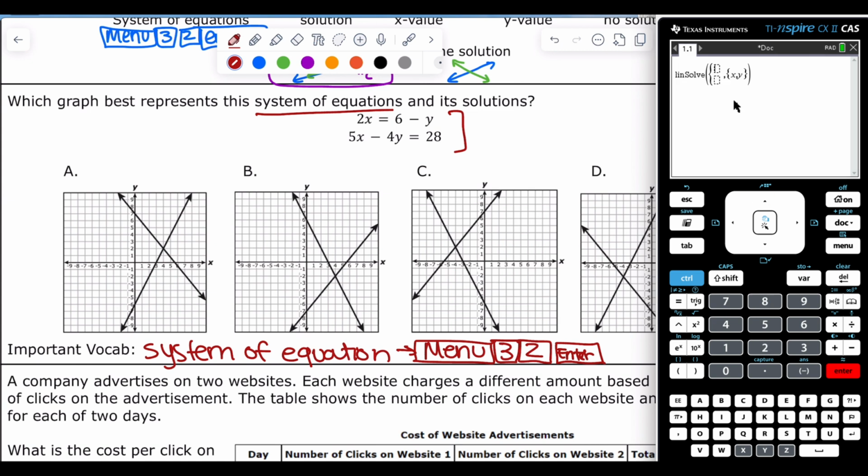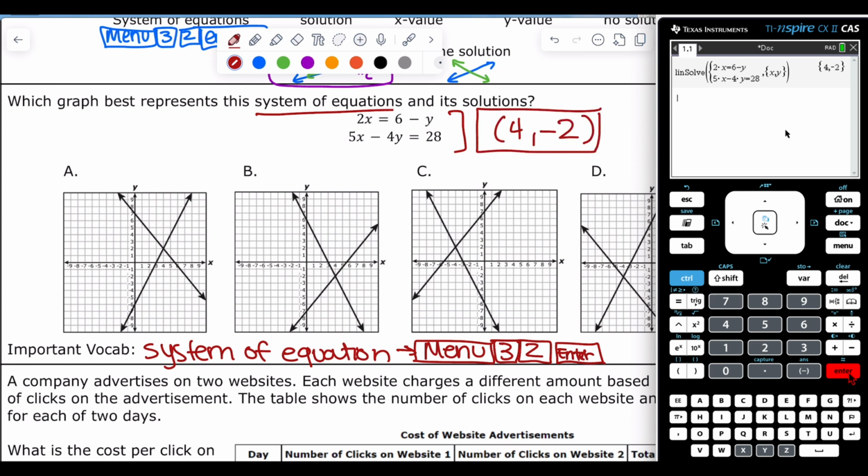Now I'm going to type in the equations. 2x equals 6 minus y, and then I'm going to go to the bottom one, right here. 5x minus 4y equals 28. And I'm going to press enter. That gives me 4, -2.